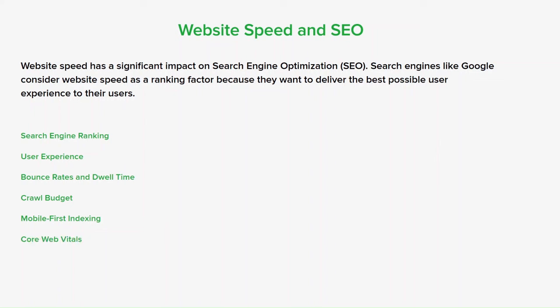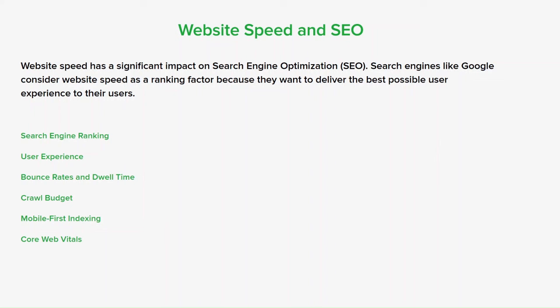Core Web Vitals are a set of user experience metrics that Google considers essential for determining page experience, and these metrics include largest contentful paint, so LCP, first input delay, FID, and cumulative layout shift, CLS, which measures loading performance, and it's particularly important for website speed and SEO.